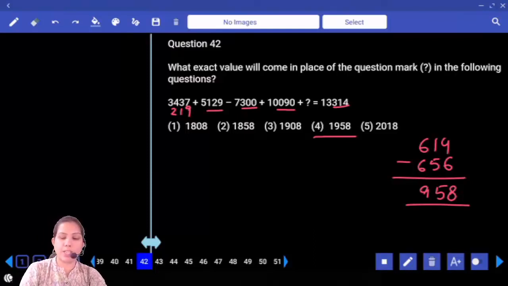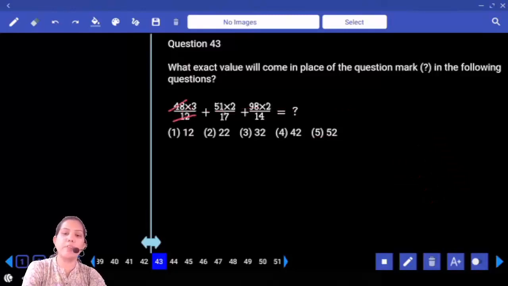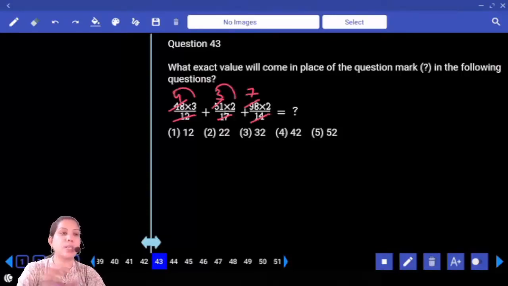Okay? Next, question number 43. 12 goes exactly 4 times. 17 goes exactly 3 times. 14 table exactly 7 times. 4 threes are 12. 3 twos are 12 plus 6, that is 18. And 7 twos are 18 plus 14, that is 32. Third option.